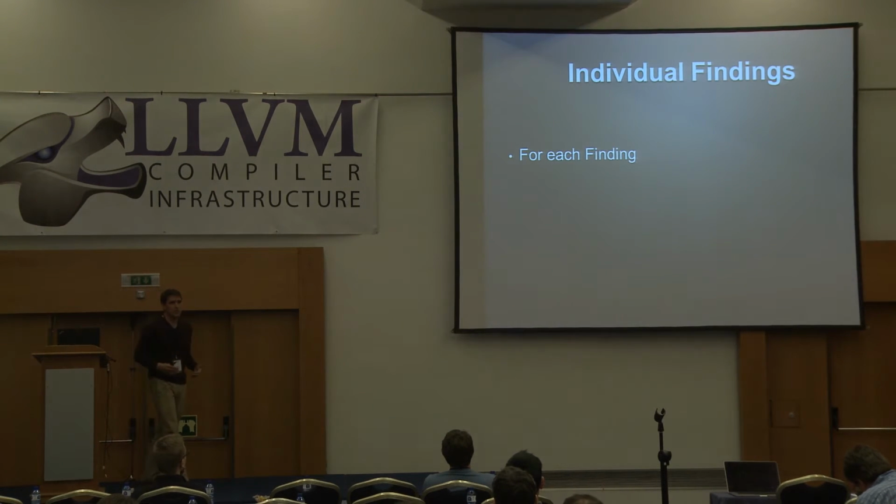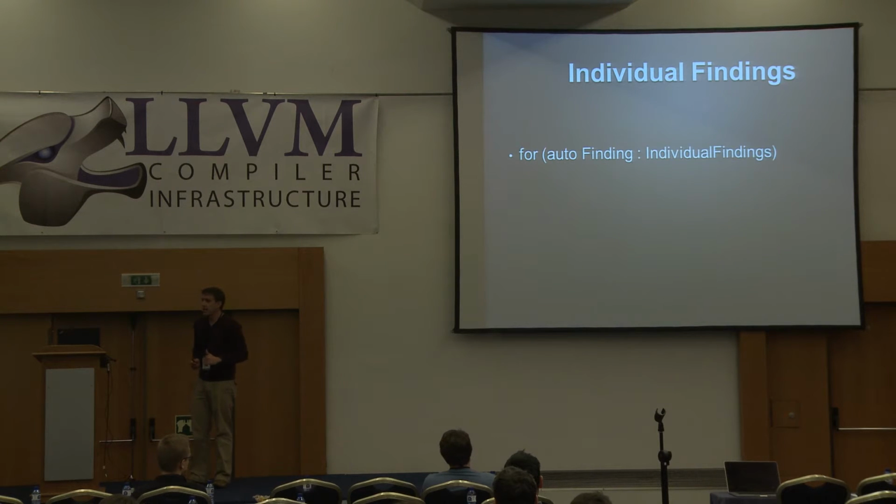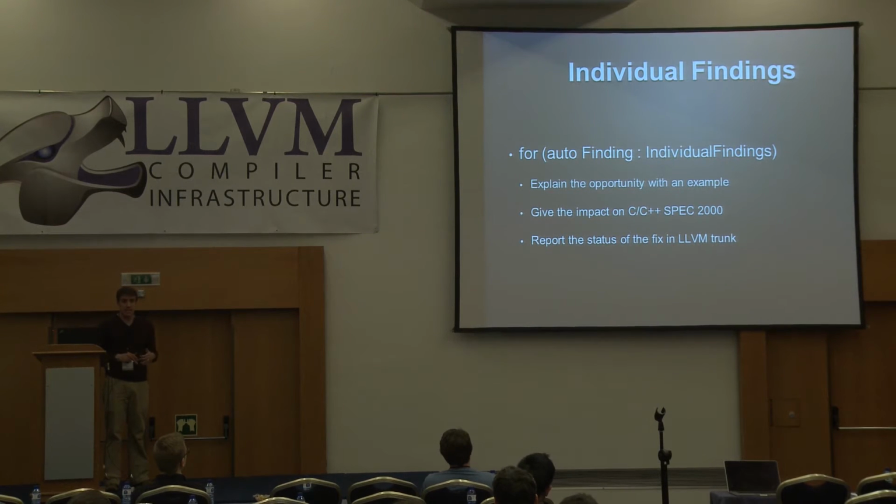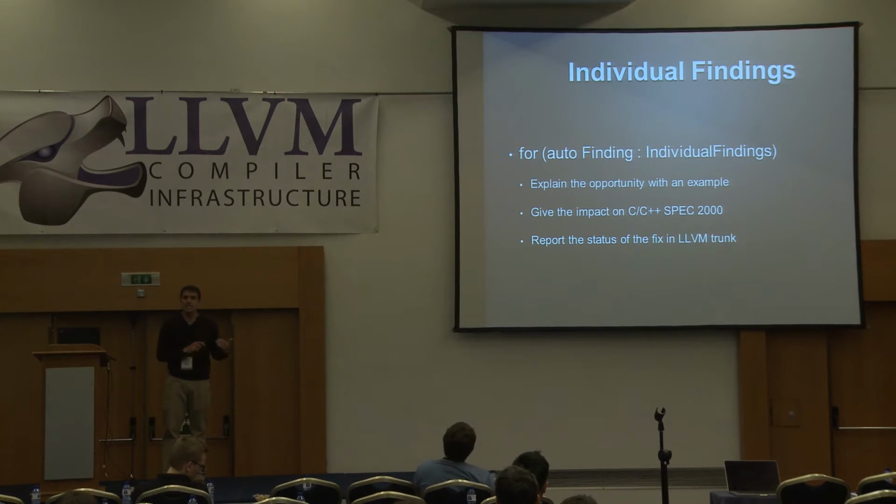So over the course of the next few foils, what we'll do is go through and look at some of the individual opportunities that we did decide to carry through to implementation. And for each of those findings, or if you prefer range-based for loops, since that seems to be the trend in LLVM these days, for each finding, we will explain the opportunity and give an example. We'll report the improvement on our code size metric, and we'll give you the status of where the fix is in LLVM trunk.